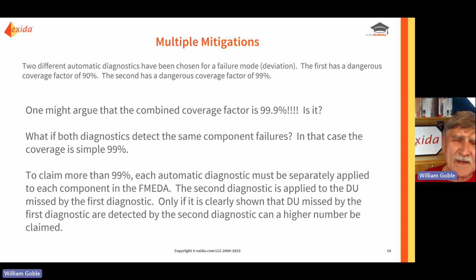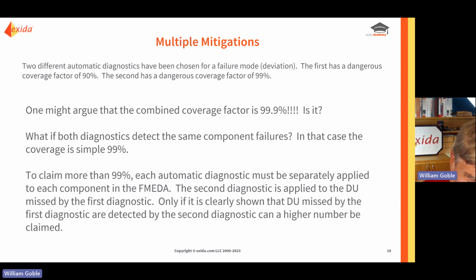What if both diagnostics detect the same component failures? Sorry, you don't get any credit for the 90%. The rule is use the higher of the two and stop. Very disappointing to the customer, and perhaps it's a wee bit conservative, yes, but that's all right without a lot of detailed justification.